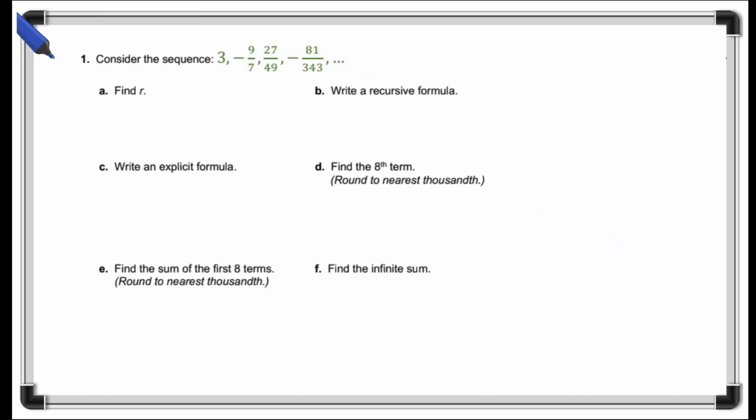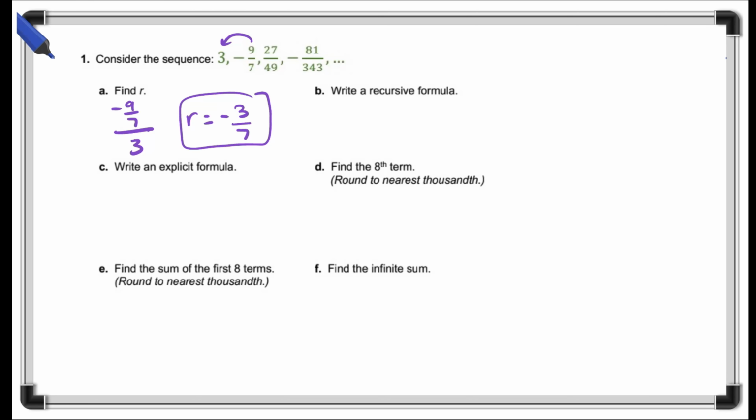Now here you have a sequence that is given to you. What we're going to do first is find r. Now r, again, is taking one of your terms, so let's say negative 9 over 7, and dividing it by your previous term, which is 3, and my r is going to be negative 3 over 7. So that's my r value.